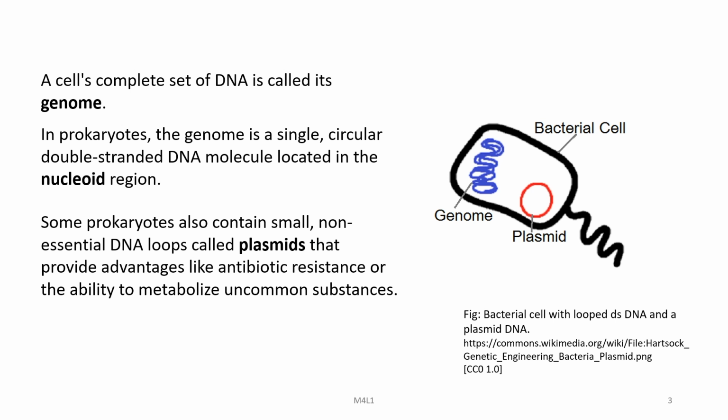You already know that a cell's complete set of DNA is called its genome. In prokaryotes, the genome is a single circular double-stranded DNA, and this is located in a region which is known as the nucleoid, because prokaryotes do not have a well-defined nucleus. Some prokaryotes also contain a small non-essential DNA loop called a plasmid, but it is not exactly non-essential.